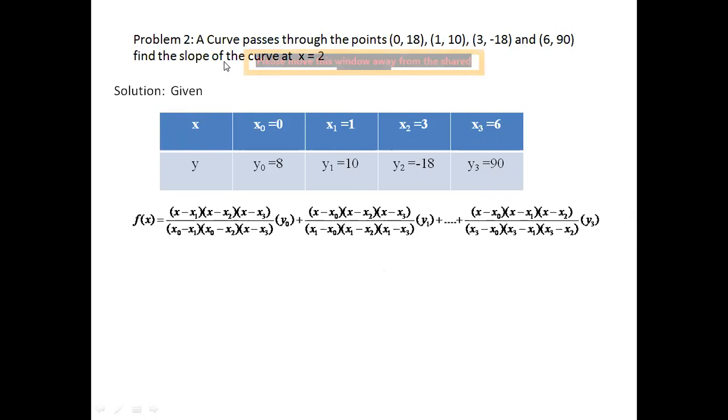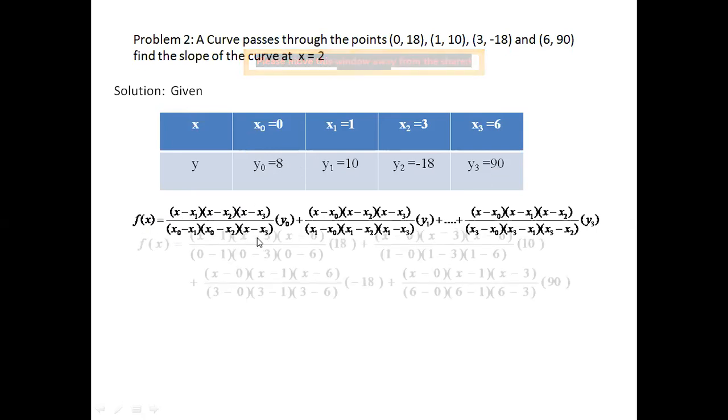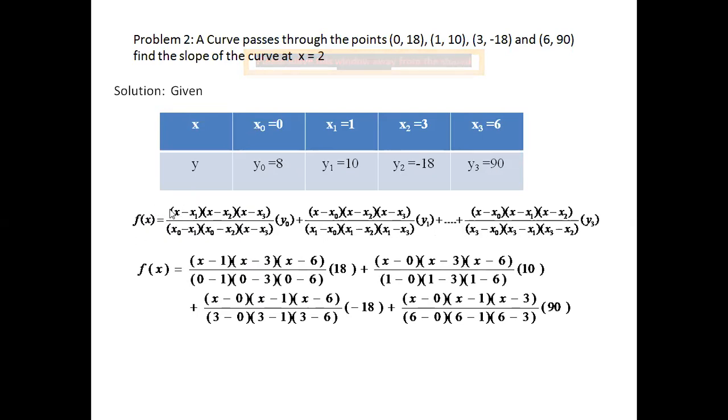To find the slope of a curve is asked. So first you have to identify what that curve is. So here we can't replace x by a particular constant. x will remain x itself. We need a relation in terms of x and f of x, f of x meaning y. For that, x will remain as itself. Only replace the other values x0, x1, x2, etc. by the corresponding values. So what we get, this function will be (x minus x1), x1 means 1. So you write like this: (x minus 1) into (x minus 3) into (x minus 6). That is the numerator of the first term.